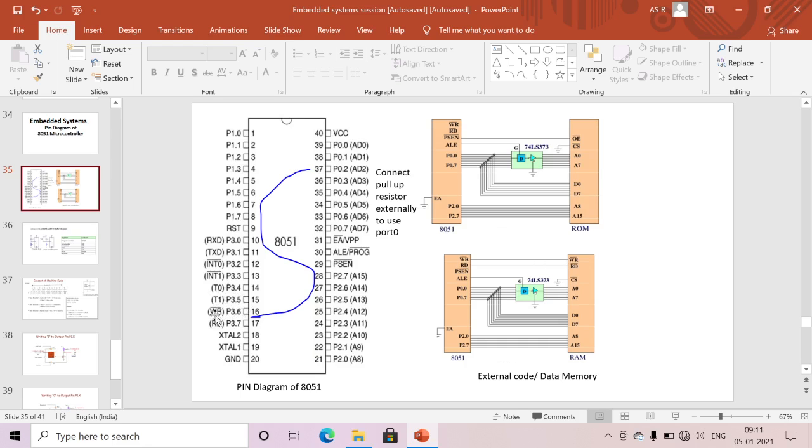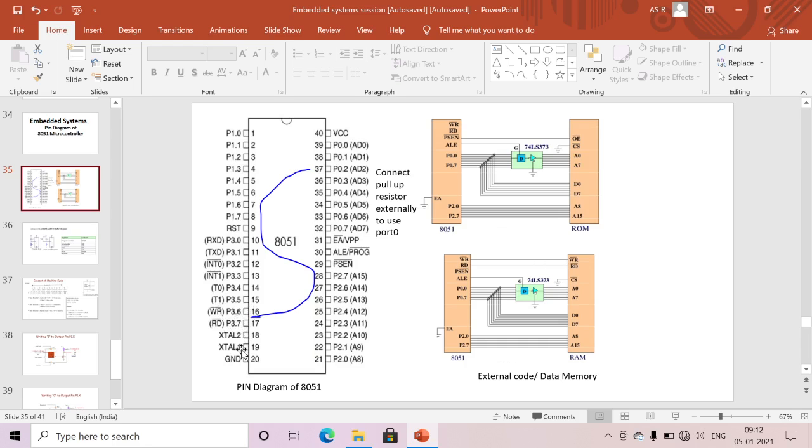Next one, read bar and write bar. Mainly if I want to access any random access memory or data memory, we need to use read and write. Otherwise there is no use case for read and write. In case of program memory or read only memory, these read and write pins are not required. Only to access external memory do we use these two pins. Otherwise, for input and output, we can only connect a switch or LED.